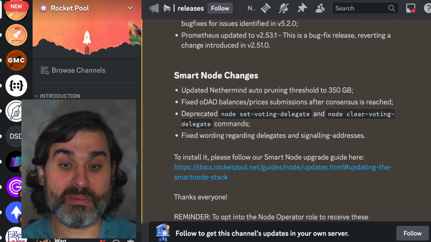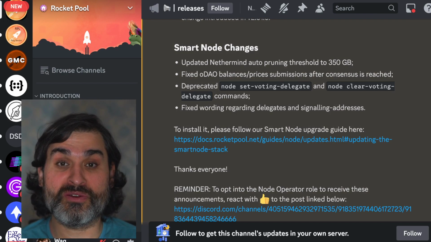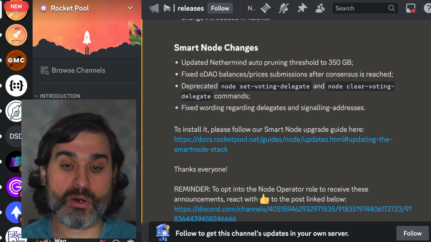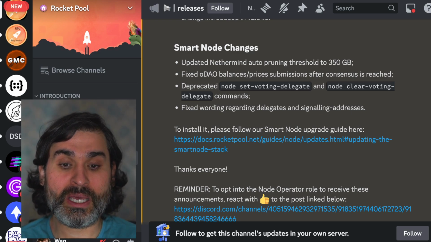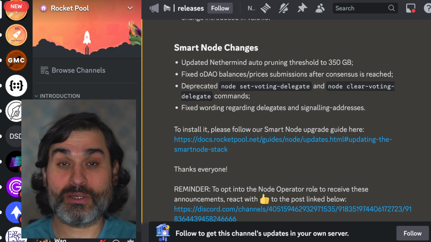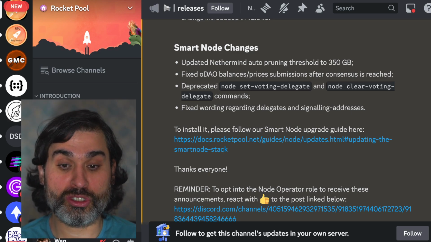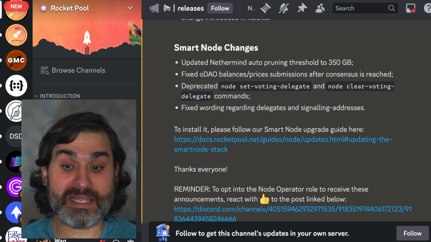2.51.0. With the Smart Node, there's an update where Nethermind does pruning and sets the threshold to 350 gigabytes, which I mentioned a few weeks ago. We fixed the order balances prices submissions after consensus is reached. That was causing some price updates to not happen on the RETH price. And then we have deprecated the NodeSet voting delegate and no clear voting delegate commands because they don't work anymore. Like, the voting is all on chain now, and I fixed wording regarding delegates and signaling addresses.